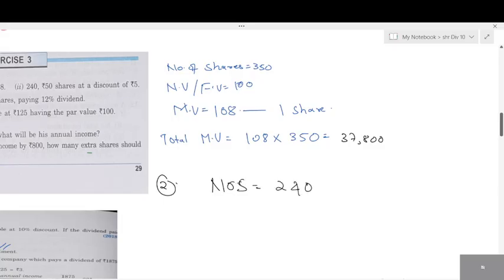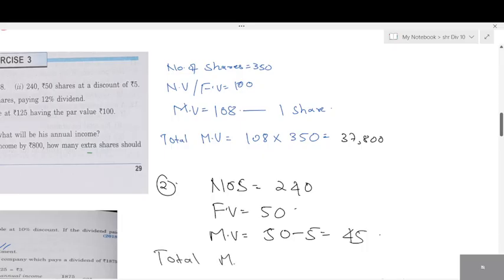See, for number of shares, I'll write NOS. You all write it in full, in a complete sentence. NOS stands for number of shares: 240. Face value, I mean nominal value, is 50. Market value with discount is 50 minus 5, 45. So total market value is equal to number of shares 240 into 45. Calculate.